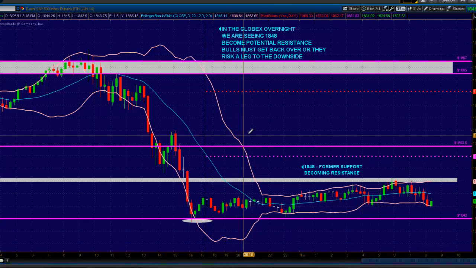If they do execute here, my targets on the downside would be as follows: 36, 28, and then the Russia lows from a couple Sundays ago down at 18.23. And if we do that, then we'll reassess and see where we are there.